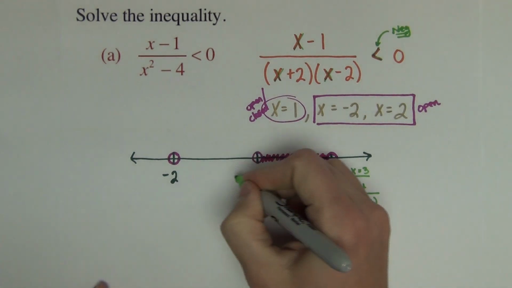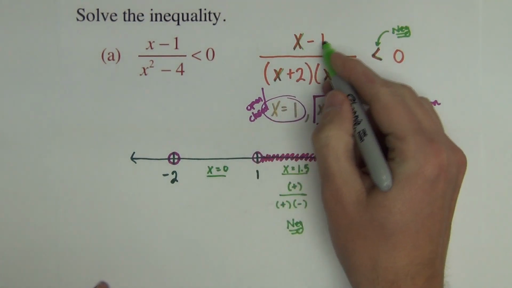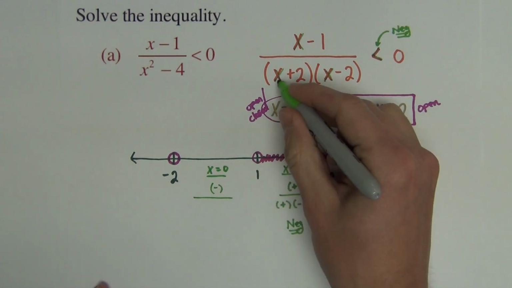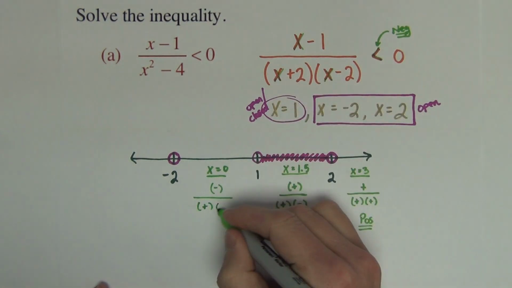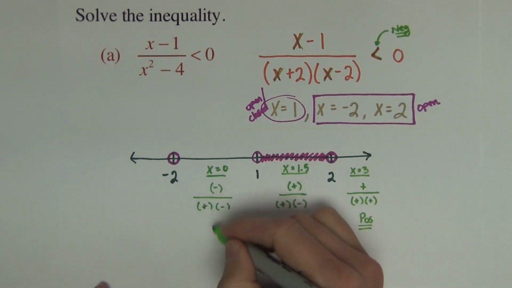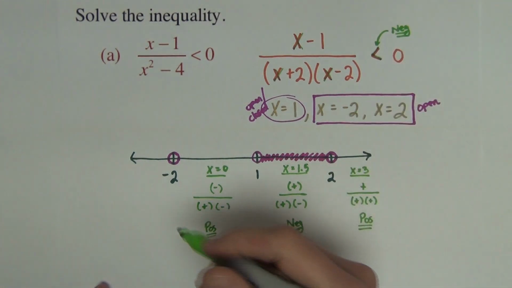Okay, next area is between -2 and 1, so maybe we choose 0. 0 minus 1 is negative. 0 plus 2 is positive. 0 minus 2 is negative. 2 negatives make a positive. With that positive, it's going to be positive. And I don't want that, I want the negative.